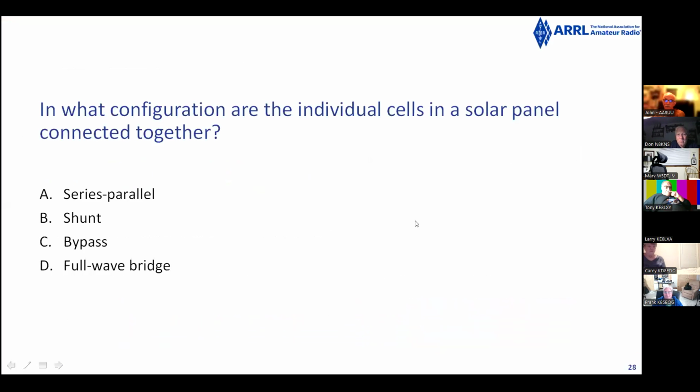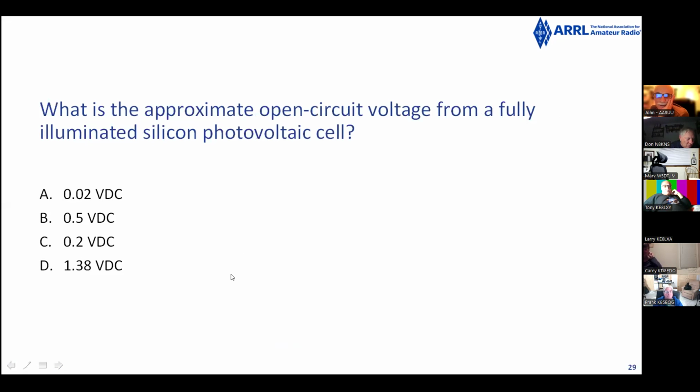Practice questions. In what configuration are the individual cells in a solar panel connected together? Series parallel, shunt, bypass, full wave bridge. Alpha. I think the only one that makes sense is A. Yeah, it is A. Shunt, bypass, full wave bridge. Yeah, they're trying to confuse the word diode with the power supplies lecture, I think.